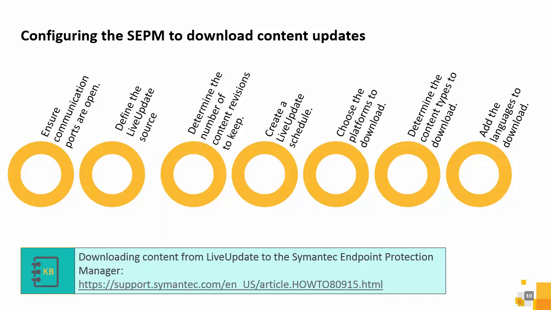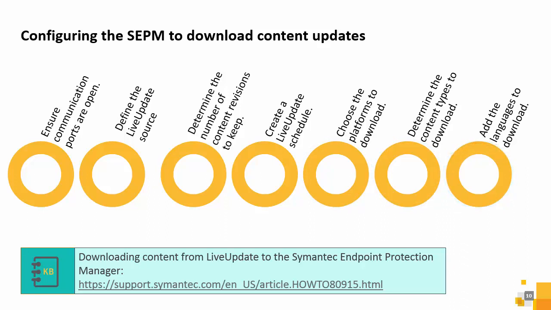When you configure the SUPM to download updates, you make the following decisions about your site. Ensure communications are open on the firewall for the Live Update client. Define whether the Live Update source is a Symantec public Live Update server or an internal Live Update server. Determine the number of content revisions to keep in the SUPM database or on disk. Create a Live Update schedule to determine how often you want to download updates. Choose the platforms to download. Platforms can include 32-bit Windows, 64-bit Windows, Mac computers, or a combination of platforms. Determine the type of content to download and which languages to download.